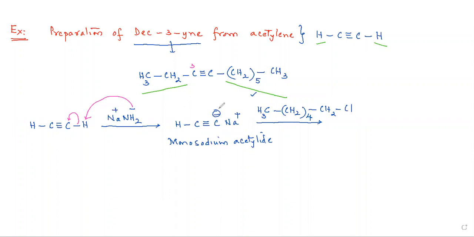Now this attacks the carbon, in fact from the back side. We will be getting HC triple bond C, to which CH2, let me write CH2 taken 5 times, and then the CH. Okay, now on to the other area.